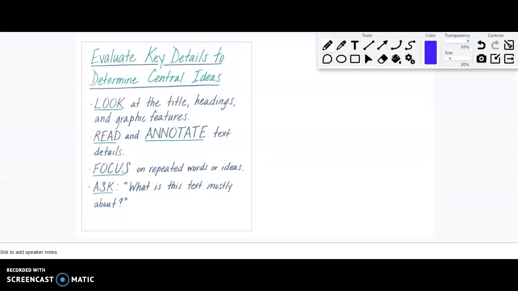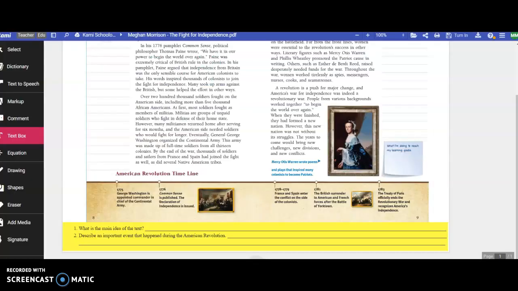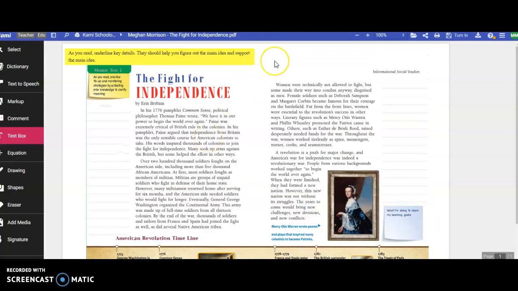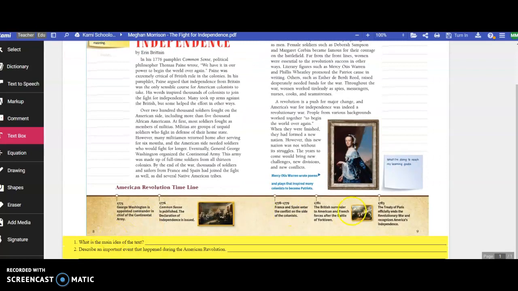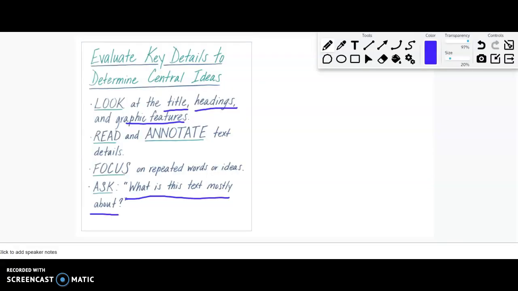As a reminder, main idea, we're talking about what this text is mostly about. So you can look at the title. If we're looking at the fight for independence, okay, so it has something to do with how they're fighting to be their own country. Headings, graphic features. There's a timeline. Make sure you read the timeline. It lays things out in chronological order, in time order. There's a picture here. Who is the picture of? Why is that important?